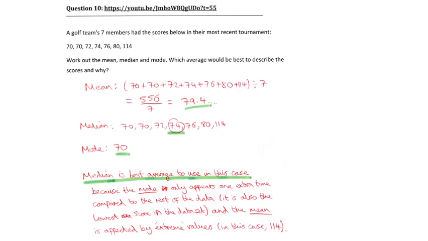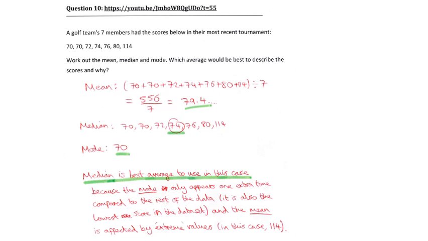Starting by calculating our mean then for question 10. So mean, I need to add together all my scores and divide them by how many pieces of data there are. So for that we should have got 79.4. Median, then, I've ordered my data and found the middle number, which is 74, and my mode is the most common value, which is 70.